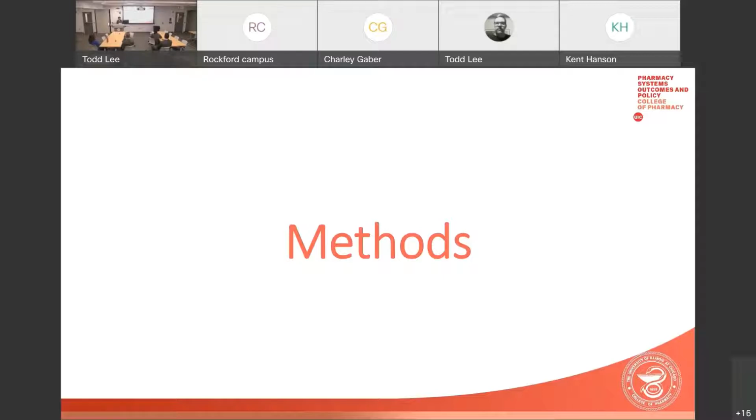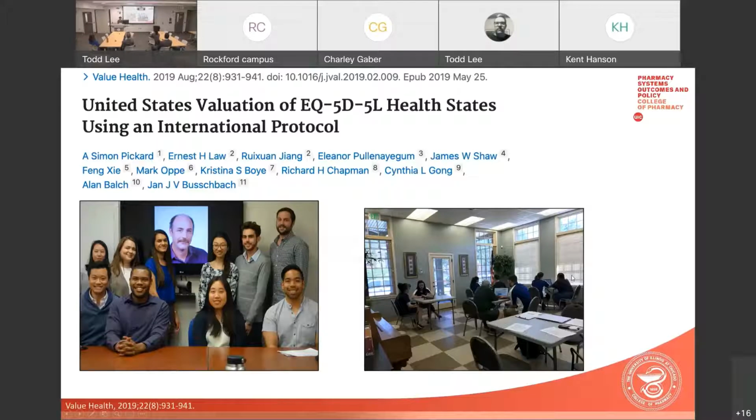But first, I just want to reiterate where this data was coming from and the data source. So as was mentioned, this was data from the 2017 U.S. valuation study of the EQ5D-5L. You can find the comprehensive methods of that study already published. It was published by Pickard and colleagues in 2019 in Value in Health.